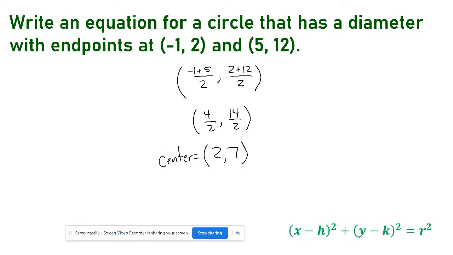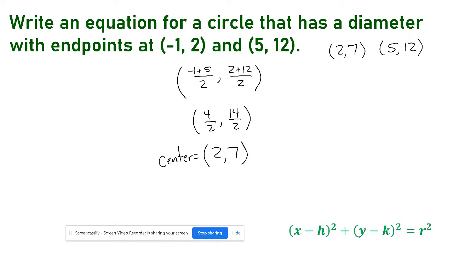Now I need to find the radius. And here's what I'm going to do. I know my radius is the distance from the center to any point on the outside of the circle. So I'm going to take my center, which is 2, 7, and I'm going to take one of these other 2 points. I'll take the 5, 12, just to avoid having to use negative numbers.